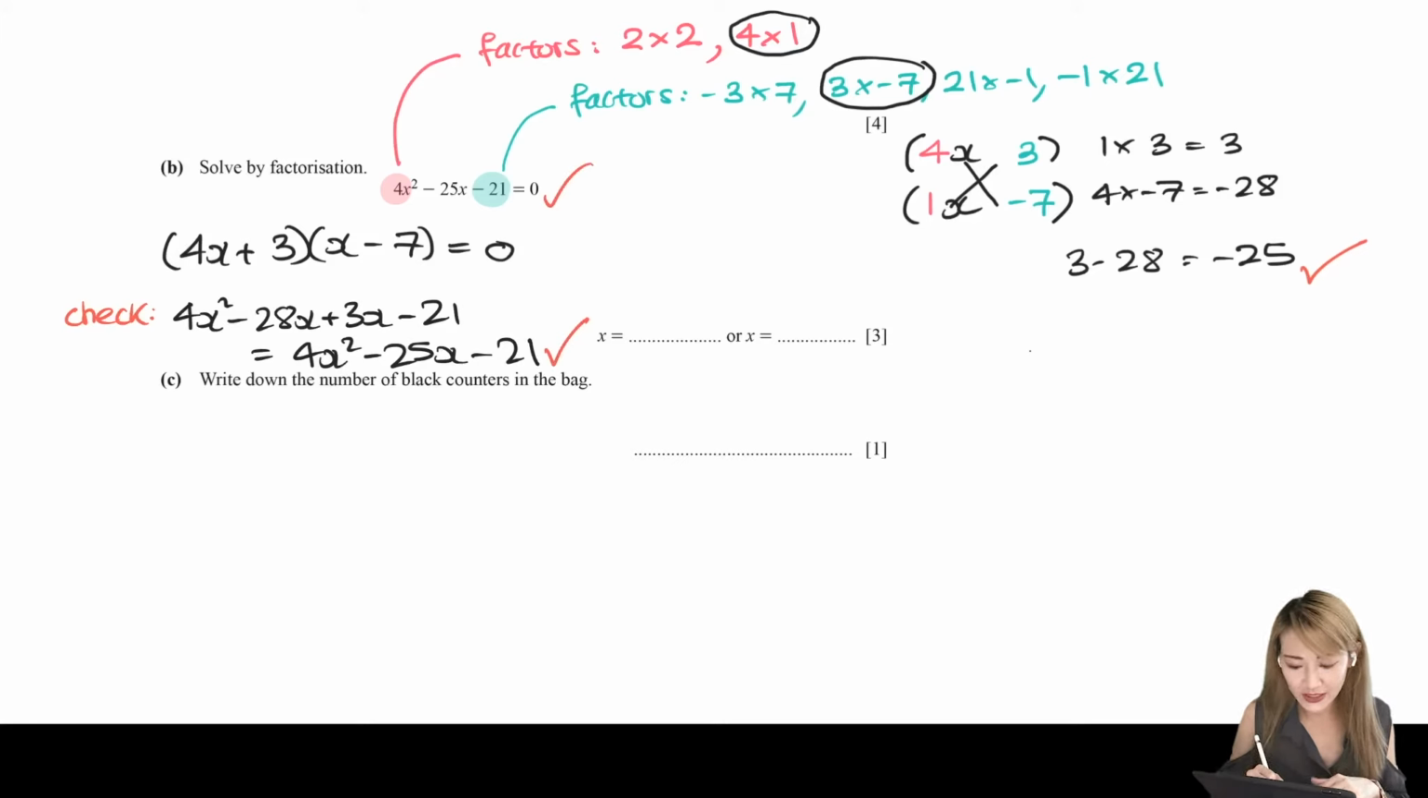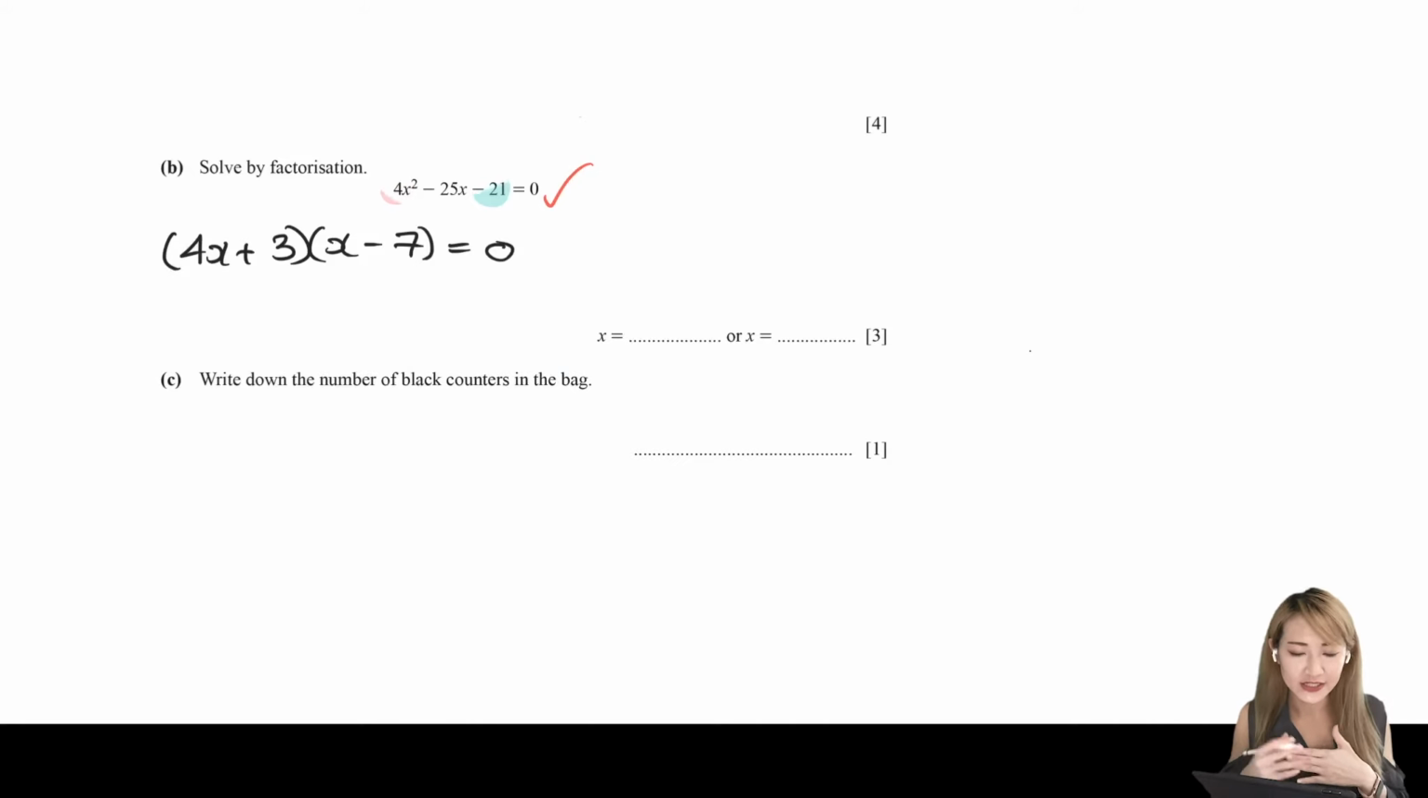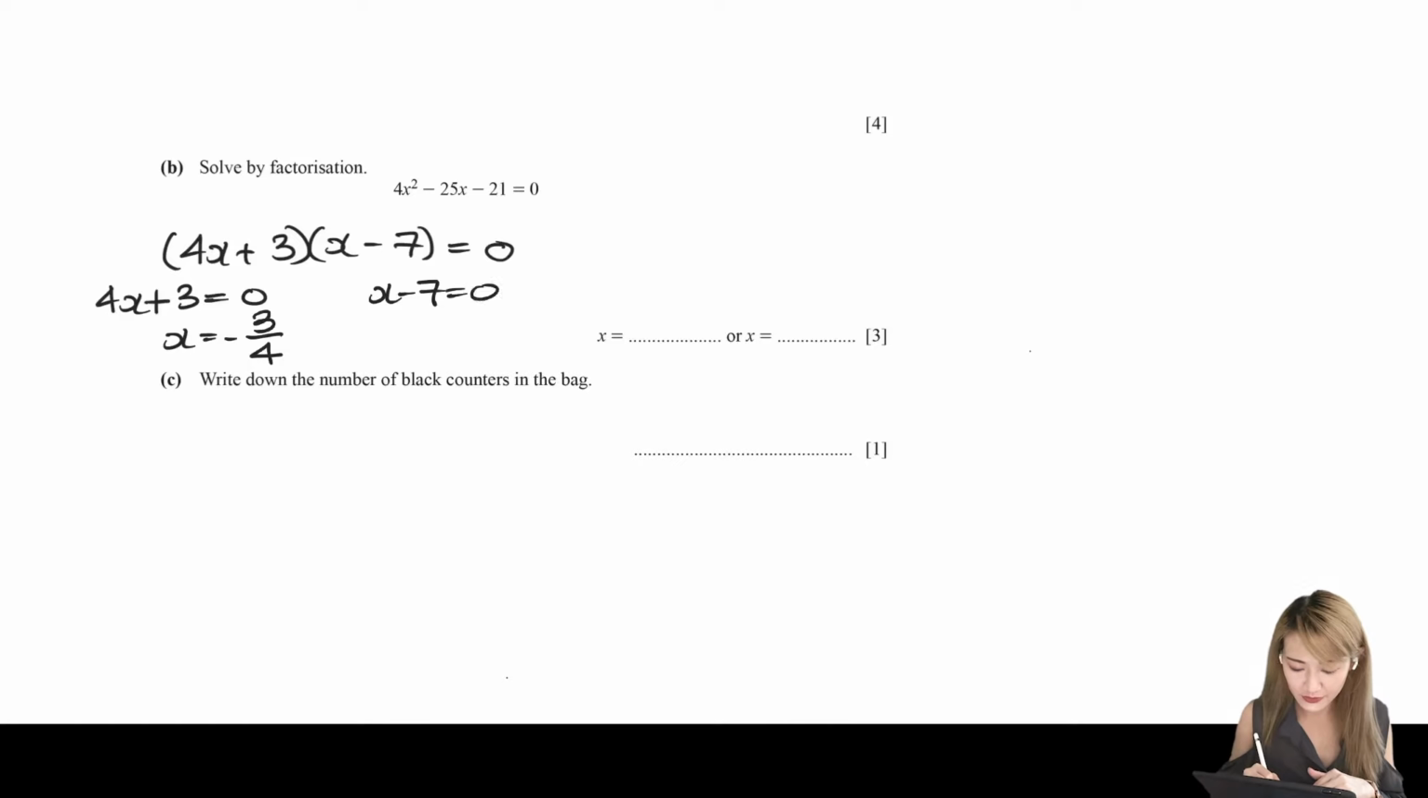So from factorizing it, we can solve for x by setting each factor equal to 0. So that's 4x plus 3 equals 0. Solving for x will get x equals minus 3 over 4. The other factor, x minus 7 equals 0. Solving for x gives x equals 7. So this means that x equals minus 3 over 4 and 7.